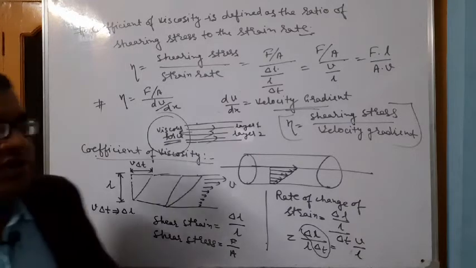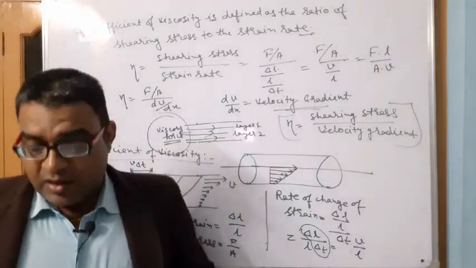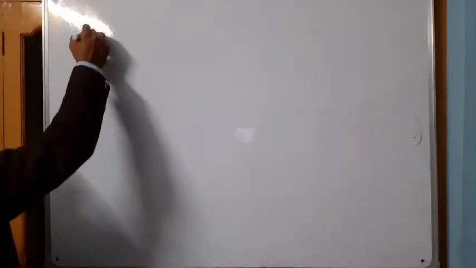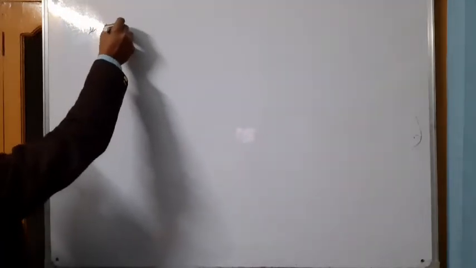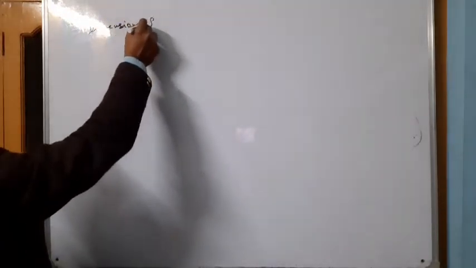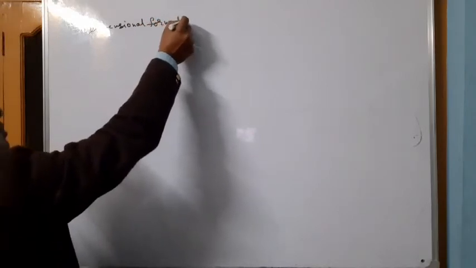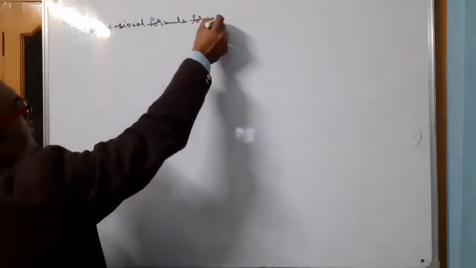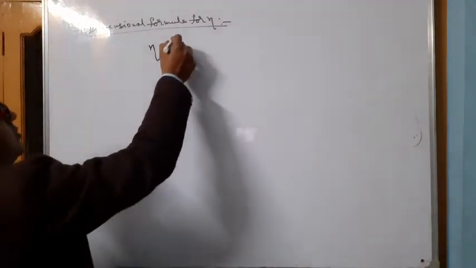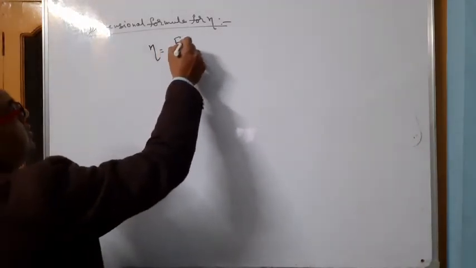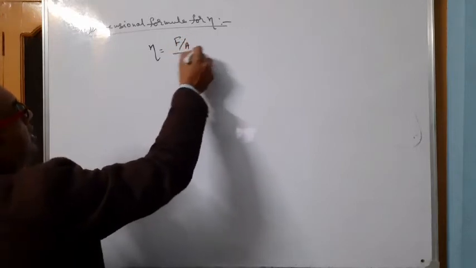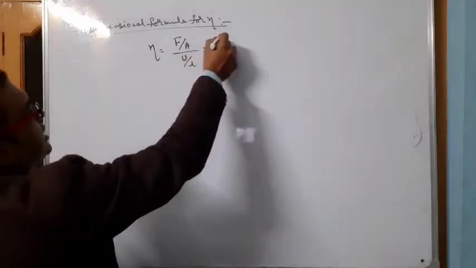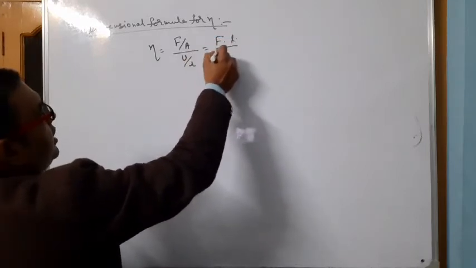Now we will discuss its dimensional formula and its unit. Dear students, the dimensional formula for eta. As you know, eta is equal to F upon A into v upon L, or you can say F into L upon A into v.